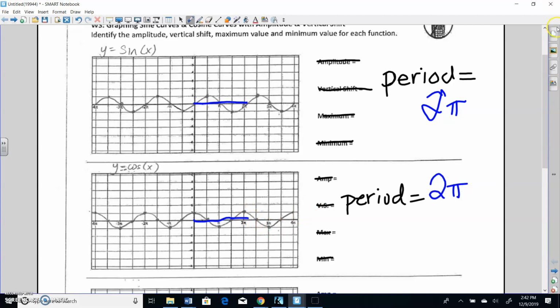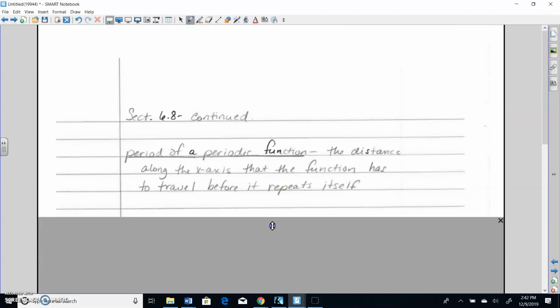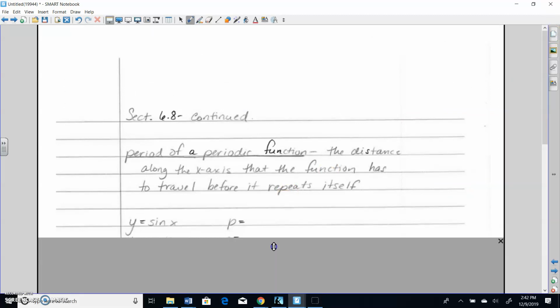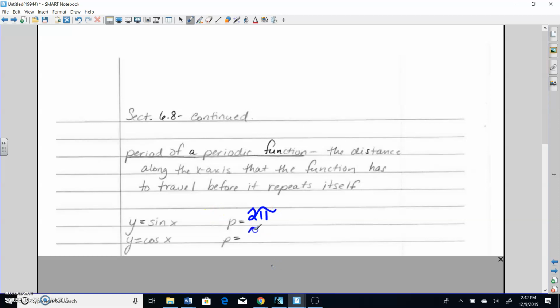So in your notes, let's go ahead and identify that the sine function, the base function, y equals sine of x, the period of it is 2 pi. And then for the cosine function, the same thing, the period is 2 pi.